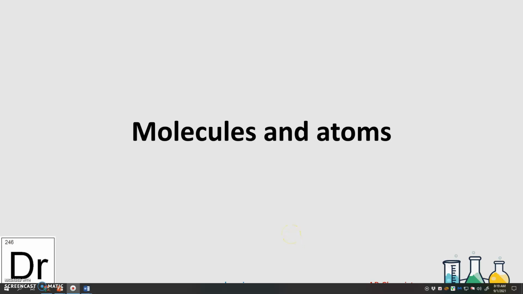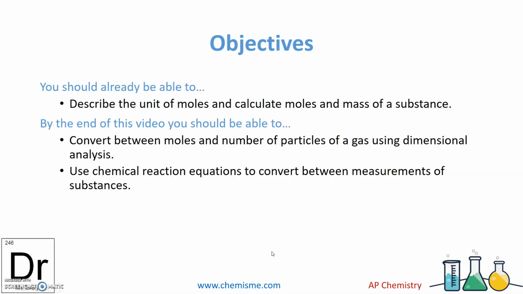We're going to revisit the concept of molecules and atoms in that 6.02 times 10 to the 23rd number, but we're also going to revisit dimensional analysis and take it a step further. As we've seen before, you should already know how to describe and maybe even calculate moles and molar mass. By the end of this video, you'll also be able to convert moles to number of particles of a gas using dimensional analysis, and use chemical reaction equations to convert between measurements of different substances.